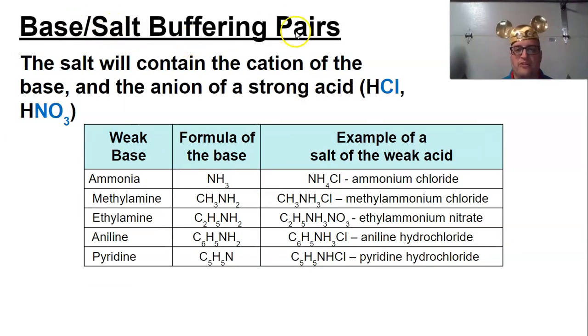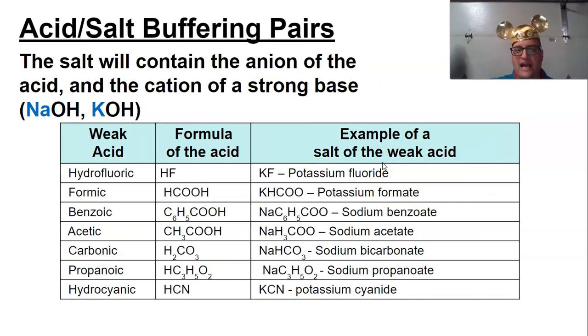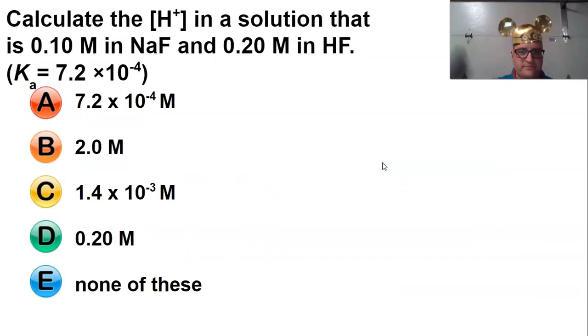Base-salt buffering pairs are less common, I'll grant you that, because we have to have the weak base, right? These funky ones with nitrogen, and then a salt of those. Again, not too easy to find, but what you want to be clear of is that the anion is of a strong acid, either chloride or nitrate, probably the most common and simple to get your hands on. But again, weird type of things, and not as common. You really want to be solid with the acid-salt buffering pairs.